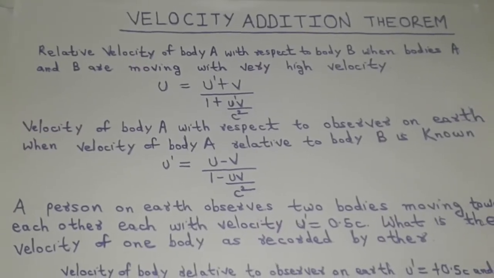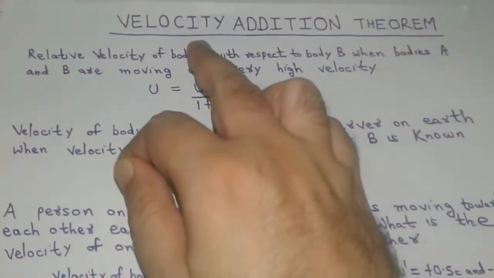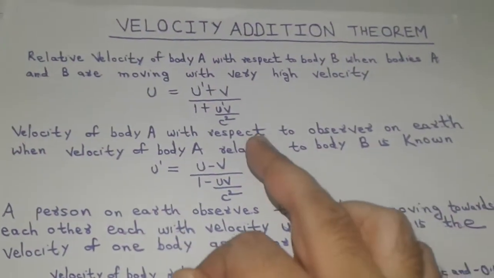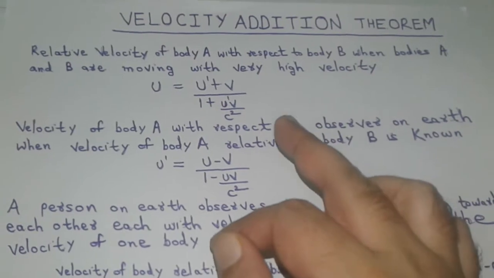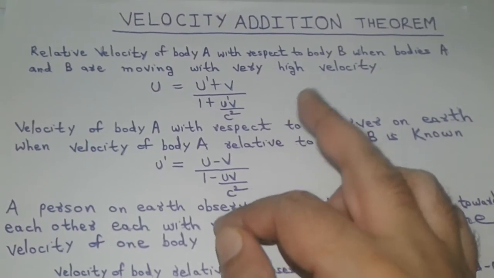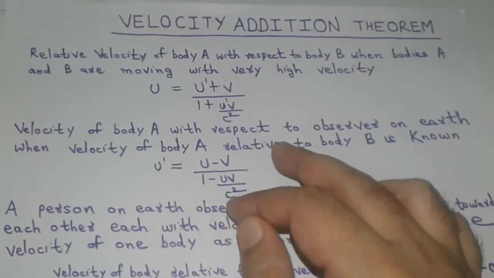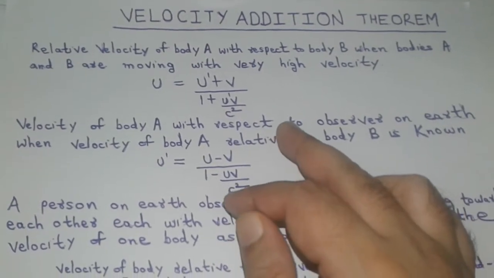Hello students, today we will learn velocity addition theorem. In Newtonian mechanics, we find the velocity of one body relative to other when the two bodies are moving with very low velocities.